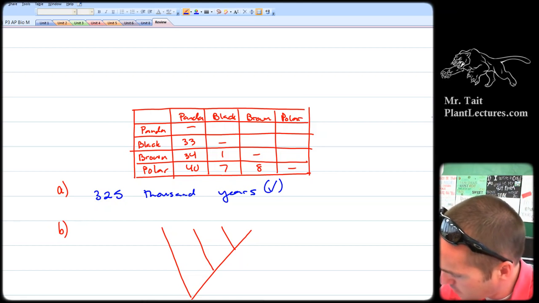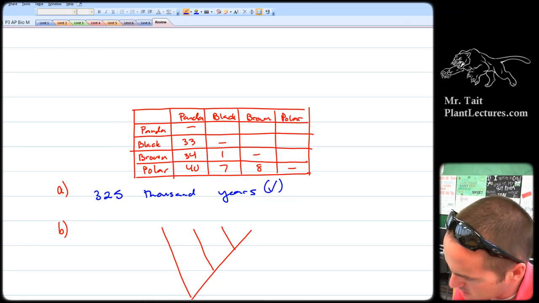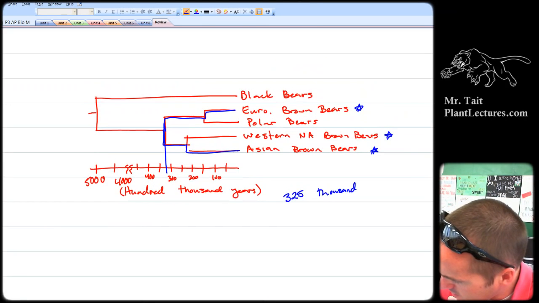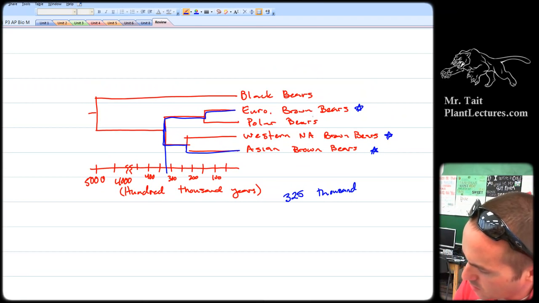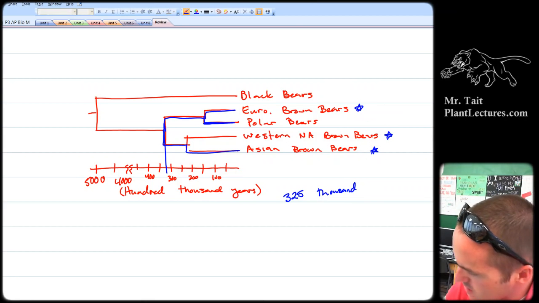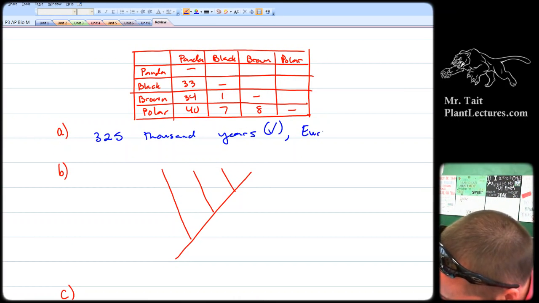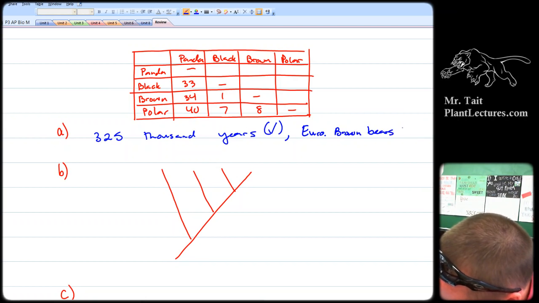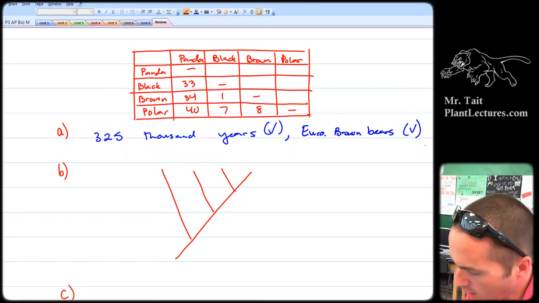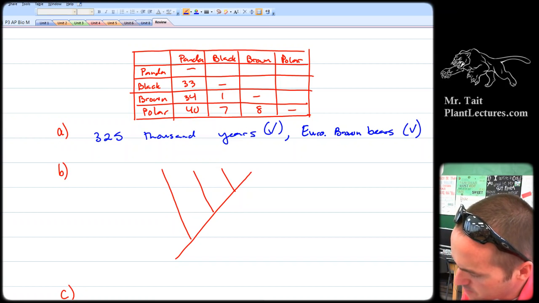And then the second part said to identify the population of bears to which polar bears are most closely related. So European brown bears and polar bears are the most closely related because they have the branch that's the closest there. So we'd say European brown bears. That's another point there.